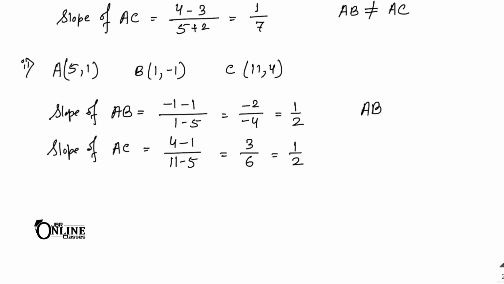Now in that case slope of AB is equal to the slope of AC. That means AB and AC are parallel. Okay, but AB and AC have a common point, that is A. Therefore the given points A, B, C are collinear. That means first you have to show that the slope of these two lines will be equal and they are having a common point. Clear?